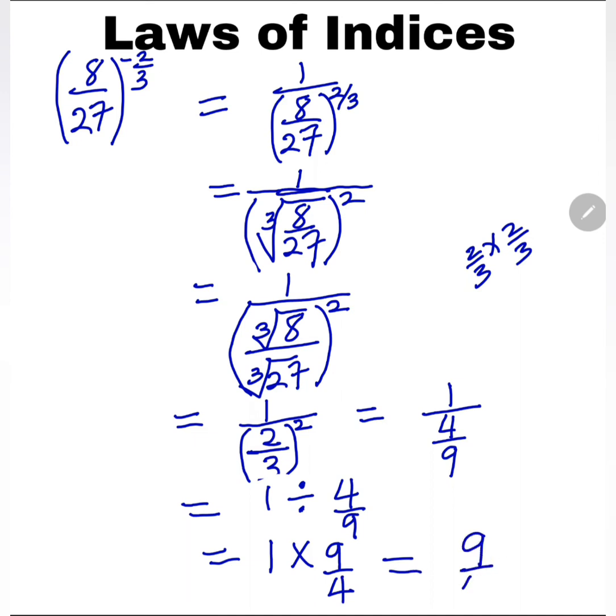9 divided by 4. So if you simplify 8 divided by 27, all raised to the power minus 2 divided by 3, you are going to get 9 divided by 4. In mixed fraction, your answer will be 2 whole number 1 divided by 4. That will be your final answer.